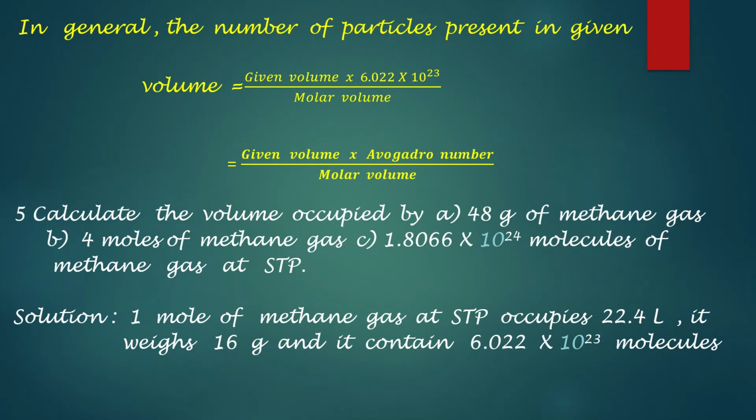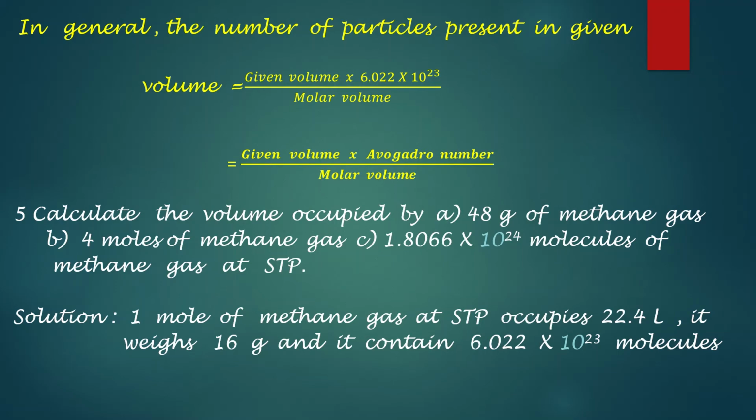In the first part you have to calculate the volume of 48 gram of methane gas. In the second part you have to calculate volume of 4 moles of methane gas. In the third part you have to calculate volume of 1.8066 into 10 power of 24 molecules of methane gas at STP. Okay. Now for this also you have to make use of the molar volume.